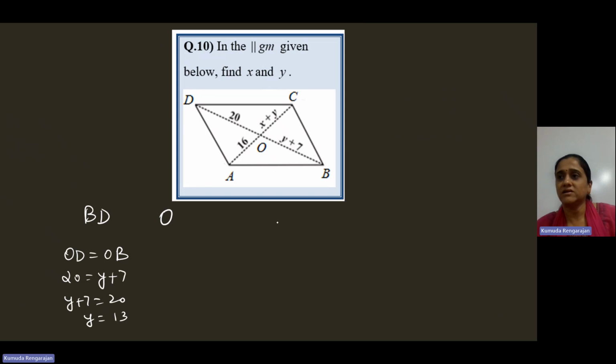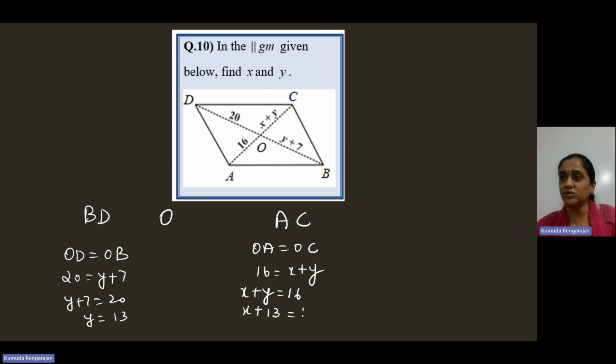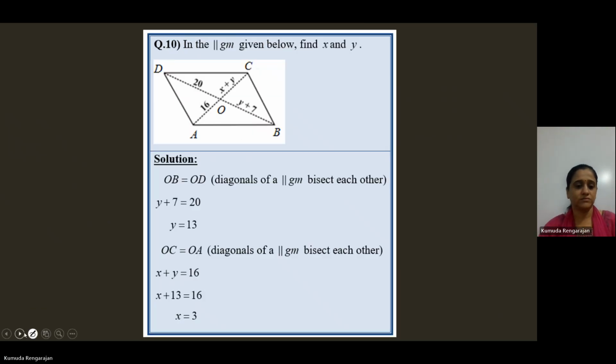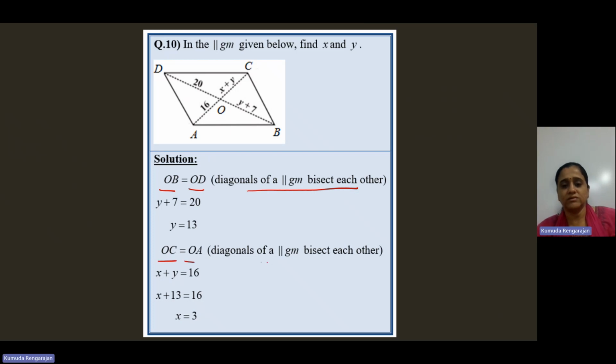Which is the other diagonal? AC is the other diagonal. Which is the midpoint? O is the midpoint of AC. So which are the two equal parts? OA is equal to OC. So 16 is equal to x plus y. But y we already found is 13, so x is equal to 16 minus 13, which is 3. See the working here. OB is equal to OD. OC is equal to OA.